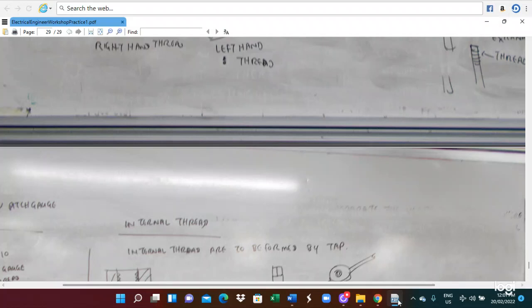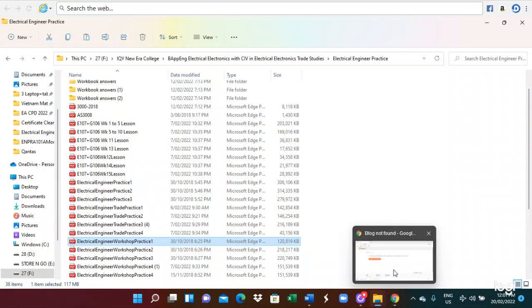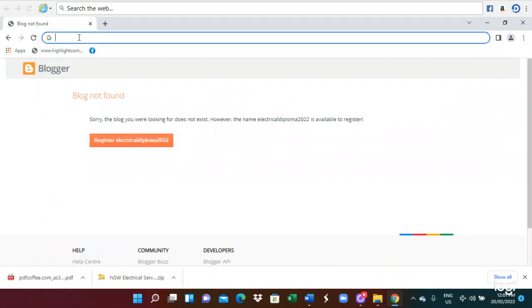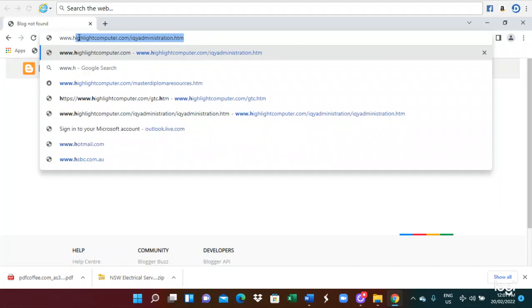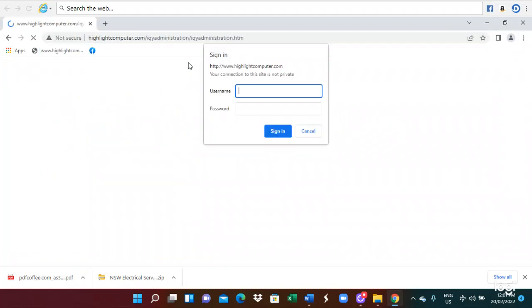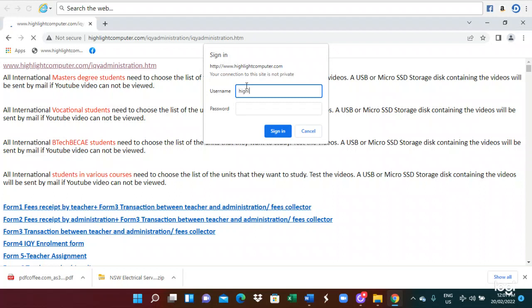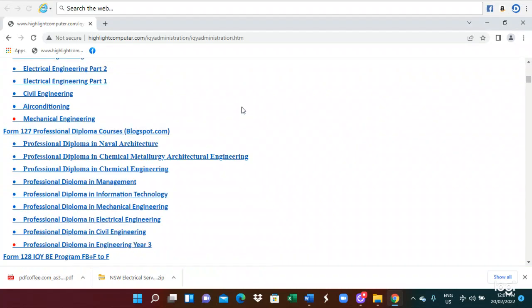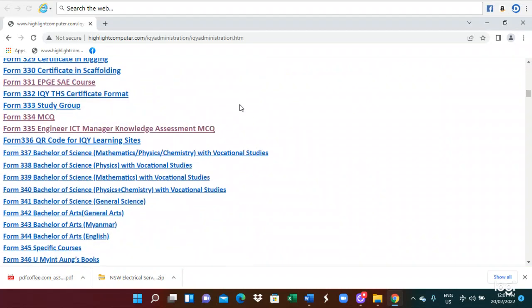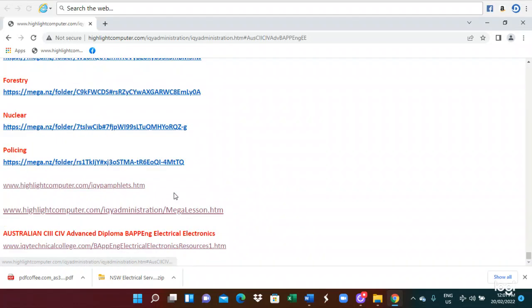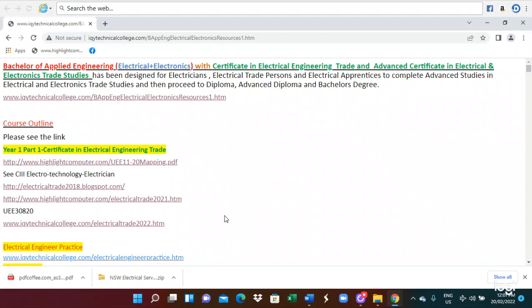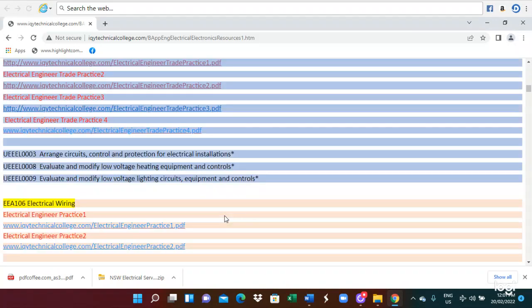Okay, then we are talking about the diploma. So we're talking about the electrical trade aspect, electrical engineer practice, we finished. Now we're talking about the diploma.